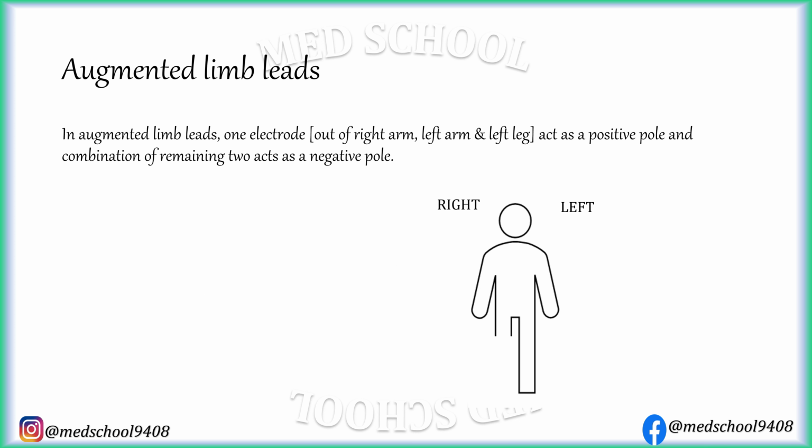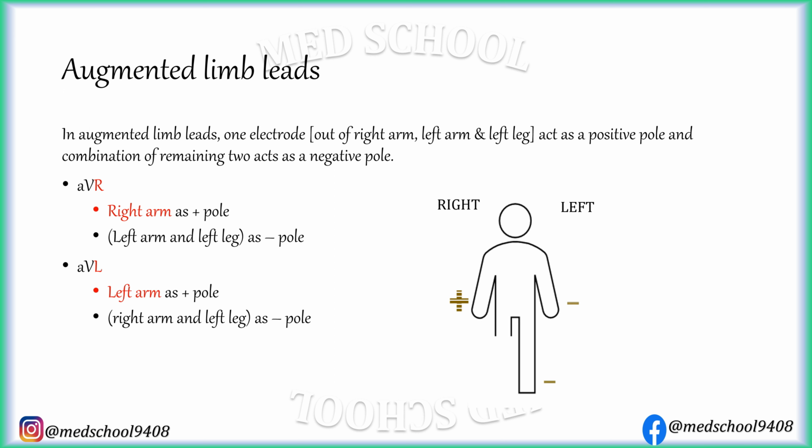In augmented limb leads, one electrode out of right arm, left arm and left leg electrode acts as a positive pole and a combination of the remaining two acts as a negative pole. In AVR lead, right arm electrode acts as a positive pole. In AVL lead, left arm electrode acts as a positive pole. And in AVF lead, left leg electrode acts as a positive pole. As you can see, the last letter in augmented limb leads gives a clue about which electrode is acting as a positive pole.